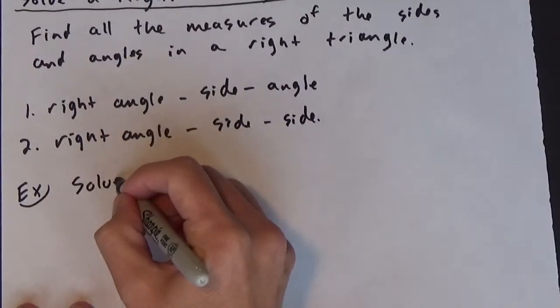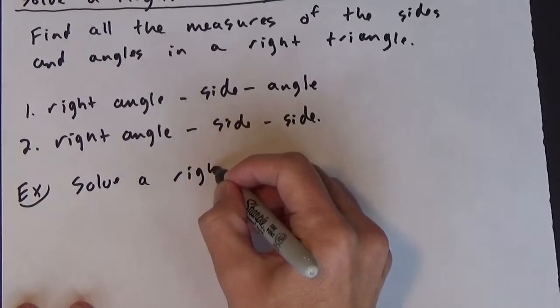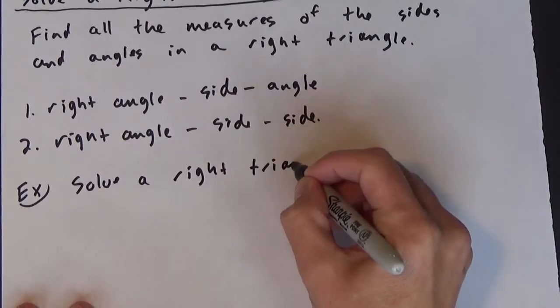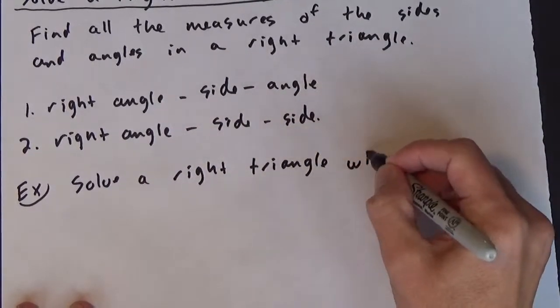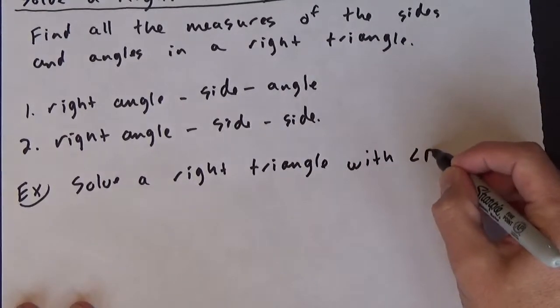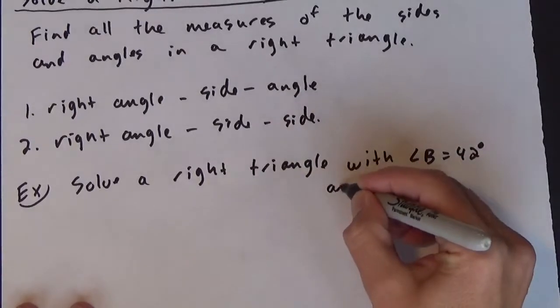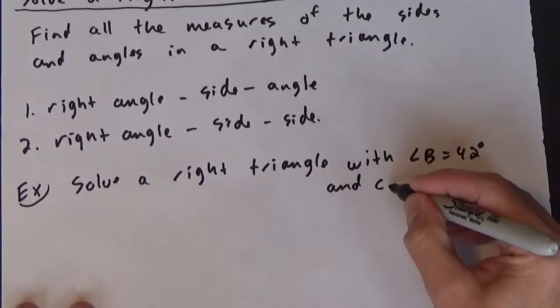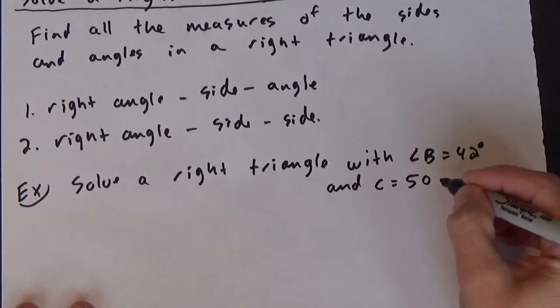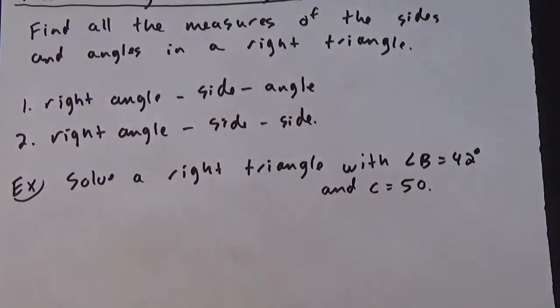Let's solve a right triangle with angle B equal to 42 degrees and side C equal to 50. Okay, so there's our problem. We want to solve a right triangle with this bit of information.